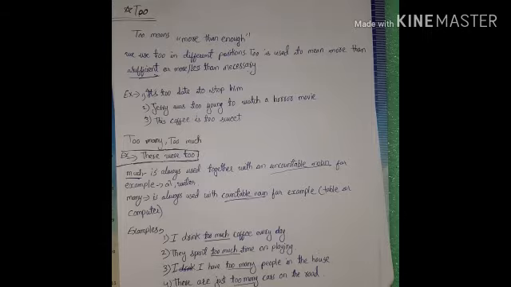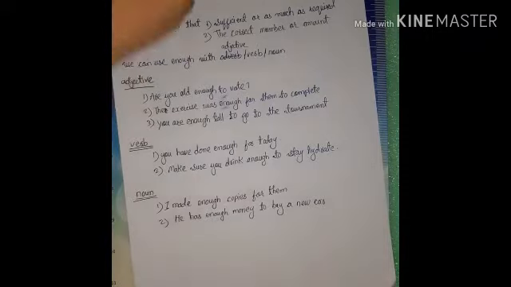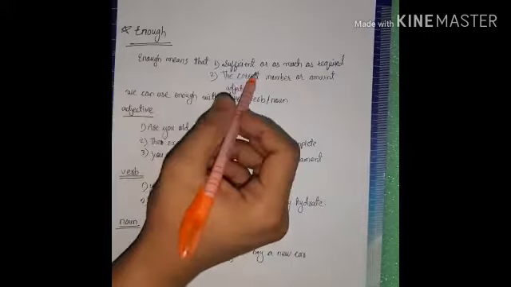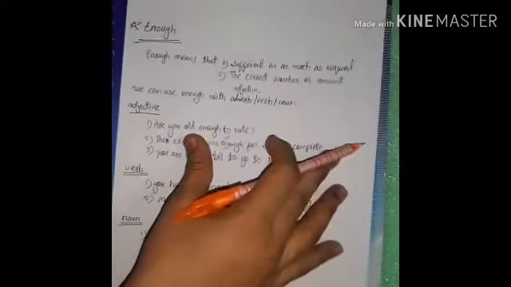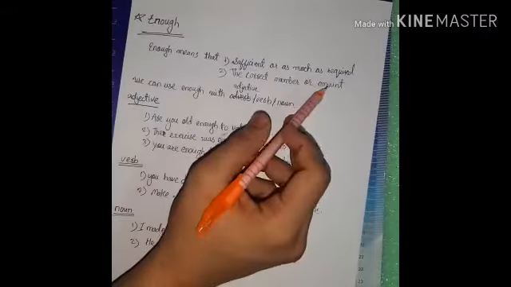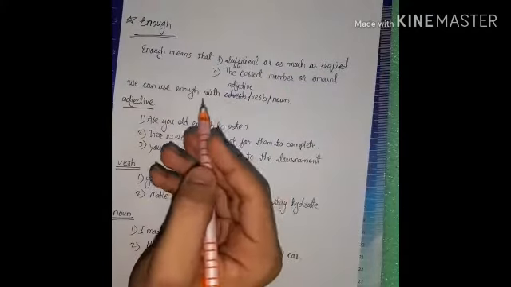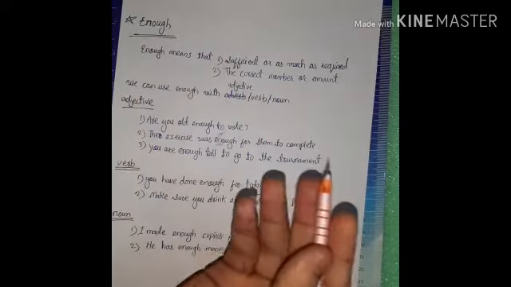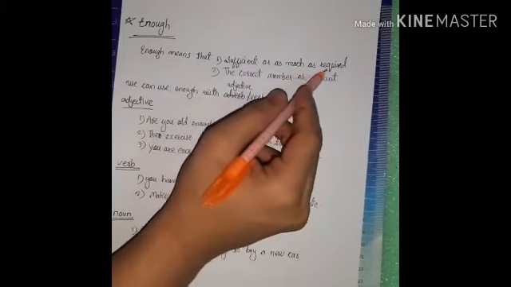Now we will move next to our second part of our lesson, "enough". "Enough" means sufficient or as much as required. The correct number or amount. "Enough" is opposite to "too". "Too" means it is more than sufficient or less or more than necessary. And "enough" is sufficient or as much as required.